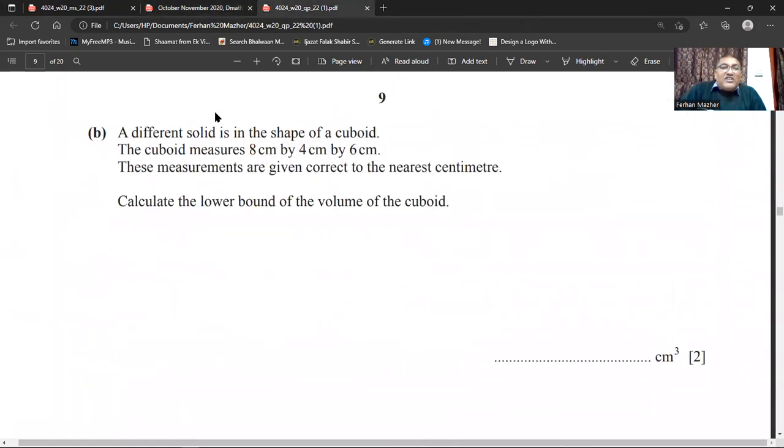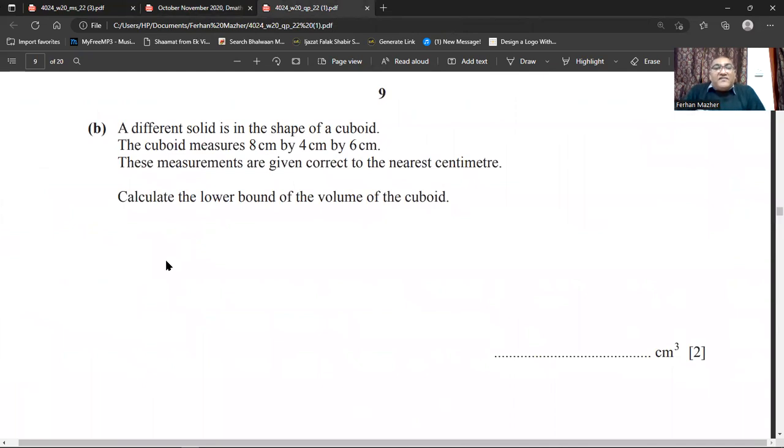That was a 3-mark question. Now the B part is a different solid in the shape of a cuboid. The cuboid measures 8 centimeter by 4 centimeter by 6 centimeter. These measurements are given correct to the nearest centimeter. So if they are correct to the nearest centimeter, 1 centimeter divided by 2 will be 0.5 centimeter. You can add it and subtract it to find the upper bound and the lower bound of the length, the width and the height. Calculate the lower bound of the volume of the cuboid.